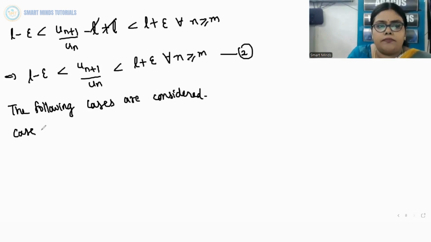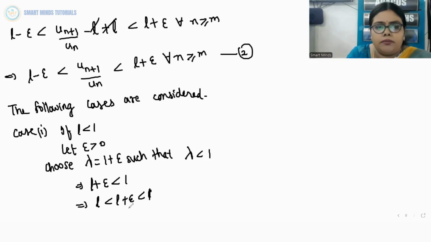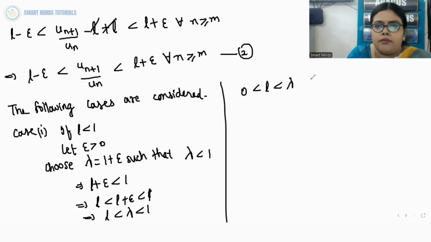So here it is case 1. Case 1 is if L is less than 1. Let us say epsilon is greater than 0. Now choose lambda is equal to L plus epsilon such that lambda is less than 1. That means L plus epsilon is less than 1. So L is less than L plus epsilon is less than 1. So you can say L is less than lambda less than 1, or we can say 0 less than L less than lambda less than 1. That means lambda lies in between 0 and 1. Take this as equation number 3.